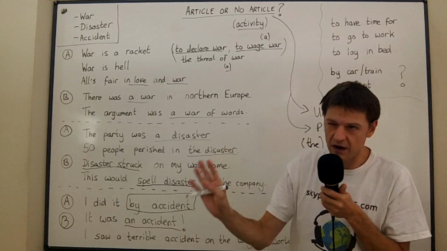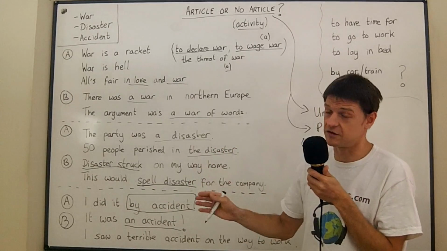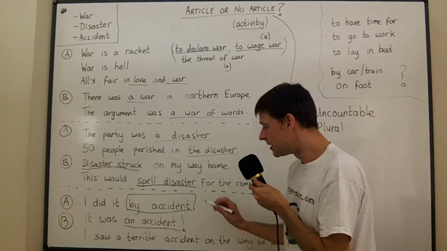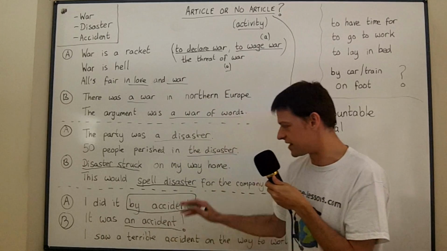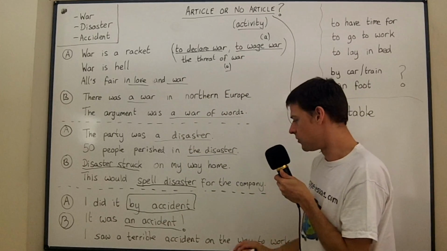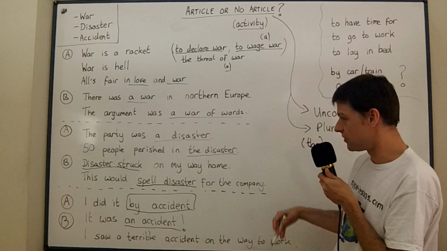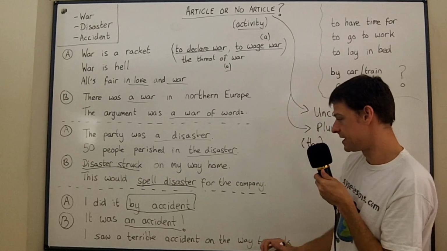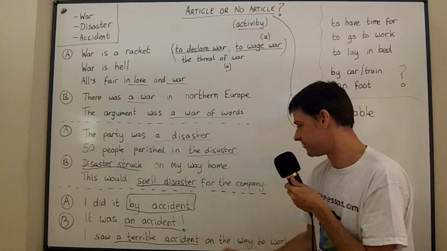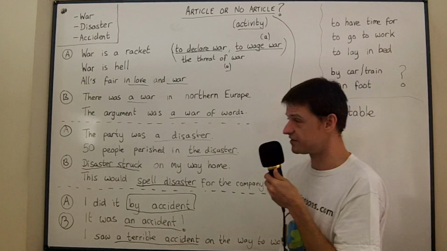There are a few other times when accident is used uncountably, but not many. Most of the time it's countable, and you say it was an accident, it wasn't my fault, or I saw a terrible accident on the road on the way to work. Then it would definitely be countable. Accident in the countable sense.